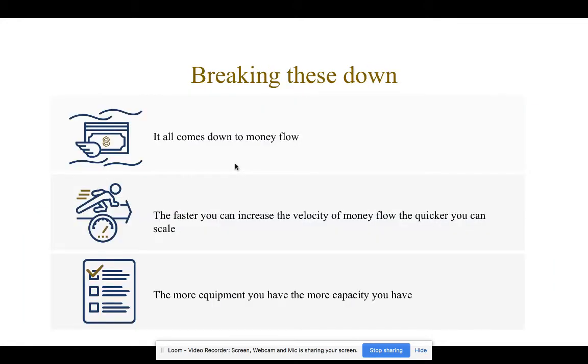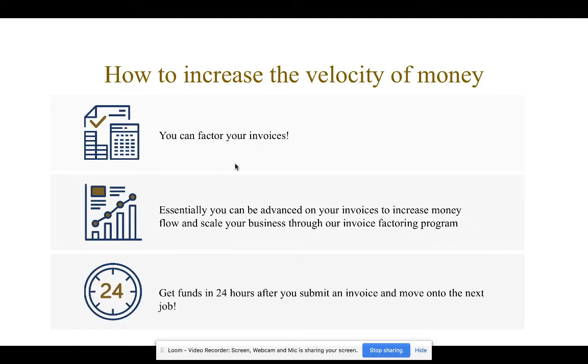So let's break these down individually, right? It's all going to come down to your money flow. The faster you can increase the velocity of money, the quicker you can scale your business. The more equipment you have, the more capacity you have, right? So if you're always upgrading your equipment, getting new pieces of equipment, it's going to allow you to be a lot more efficient and take on more work.